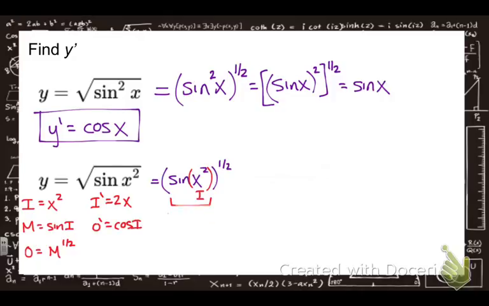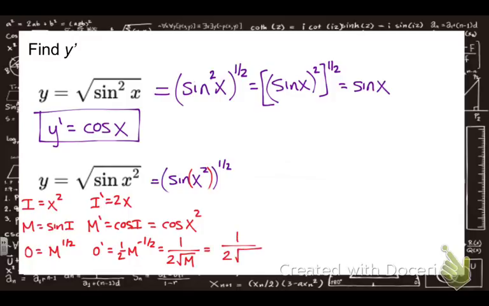And if I rewrite that with I in replacement, I would have cosine of the inside, so cosine of x squared. And then O prime, oh, that wasn't supposed to be O prime, was it? Let me fix that. That was supposed to be m prime, the middle. O prime, the derivative of the outside, would be 1/2 m to the negative 1/2, which, remember, we can write as 1 over 2 radical m. And if I replace m with what it's equal to, I would have 1 over 2 square root of the middle, which is sine of I, and I is x squared, so that's sine of x squared.